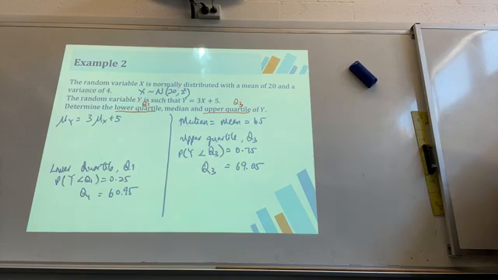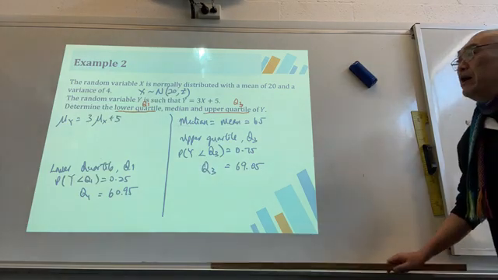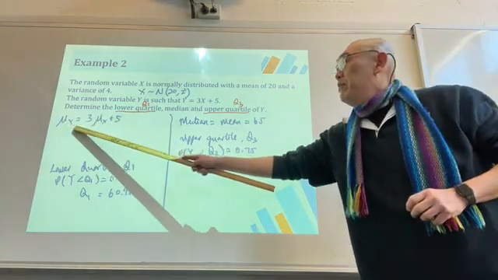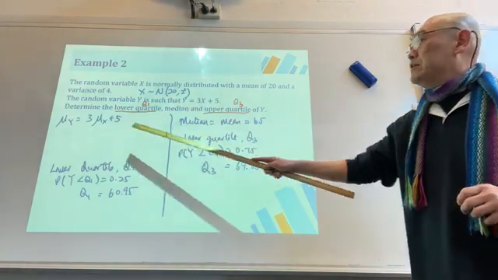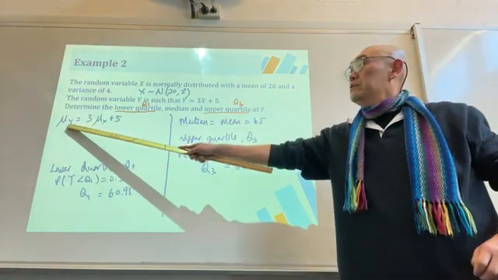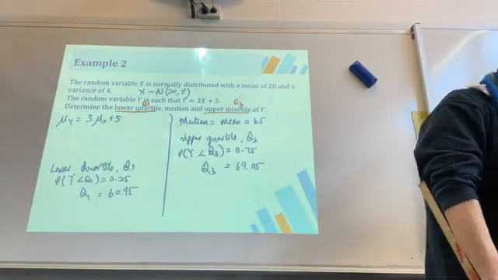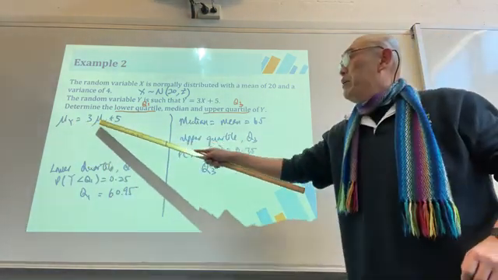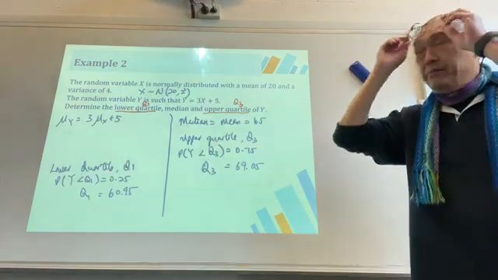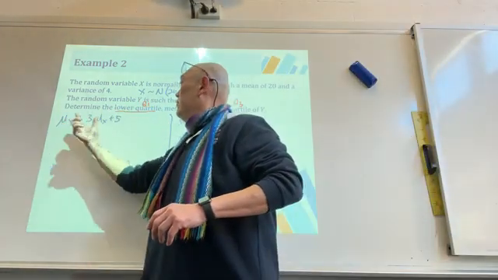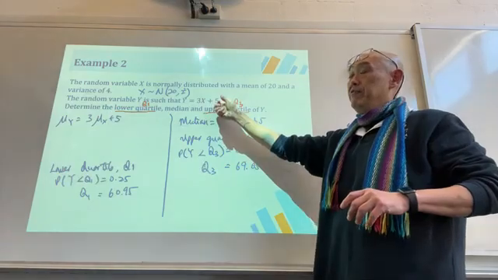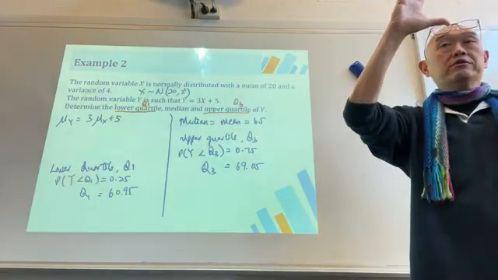The main thing for you to remember is that you must be able to use this transformation. You should remember that when we transform the mean, you have to use 3x plus 5. You move the whole thing across.